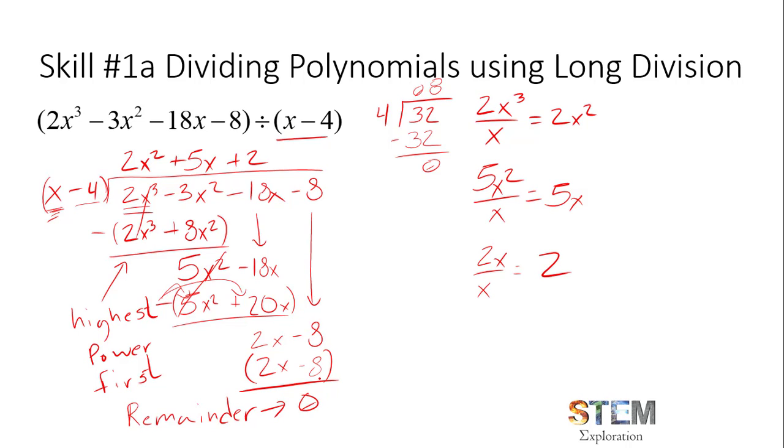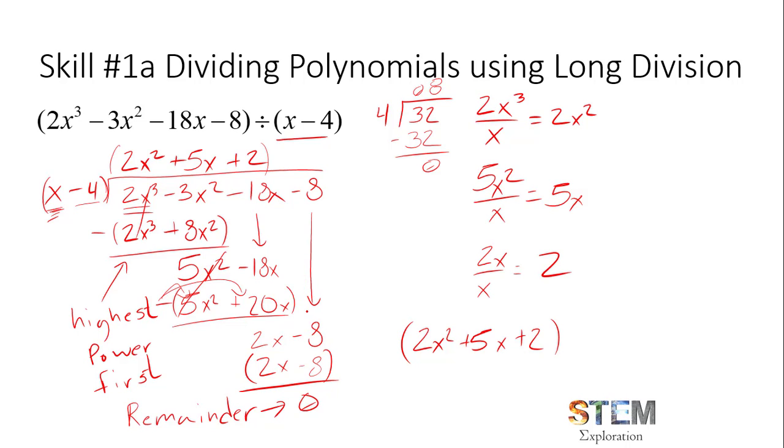So literally what this means is that, hey, if we go x minus 4 times this trinomial, we would get that polynomial back. Okay, so your final answer, technically, if you were looking for one, is you would say 2x squared plus 5x plus 2 is the answer when you divide x minus 4 from this polynomial.